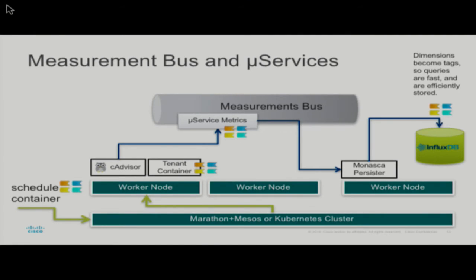And one of the beautiful things is that all these labels under dimensions will automatically become queryable and will be mapped into tags in InfluxDB. And if you know a little bit about time series databases, tags are basically stored once per time series, so they don't occupy space. And they become very, very fast to query.